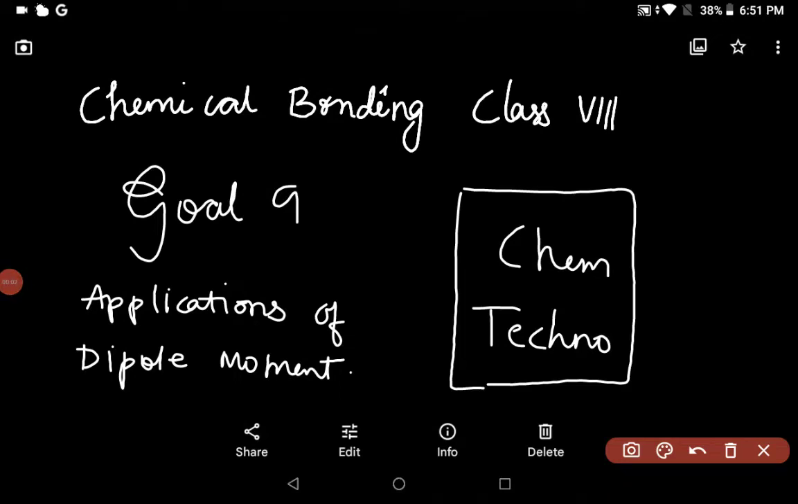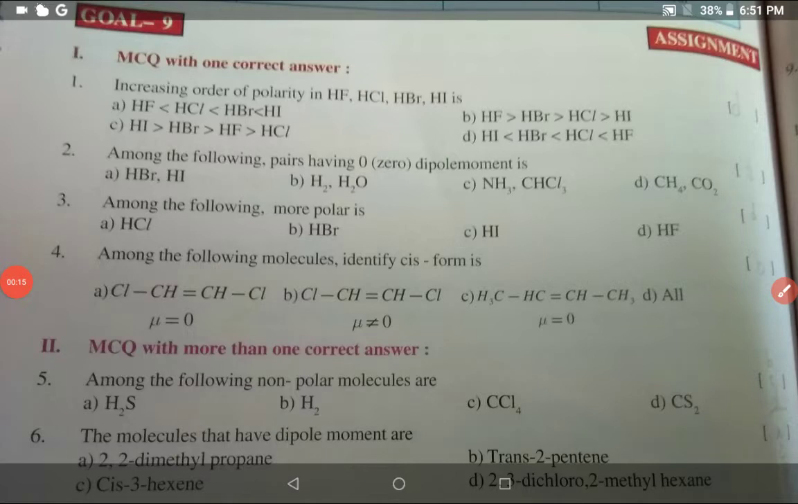So in this video, we'll be looking at chemical bonding, class 8, goal 9, applications of dipole moment, chemistry. So let's begin with this. Firstly, we are going to discuss the assignment bits of goal 9. Then we'll be moving on to worksheet bits. First, MCQ with one correct answer type questions.